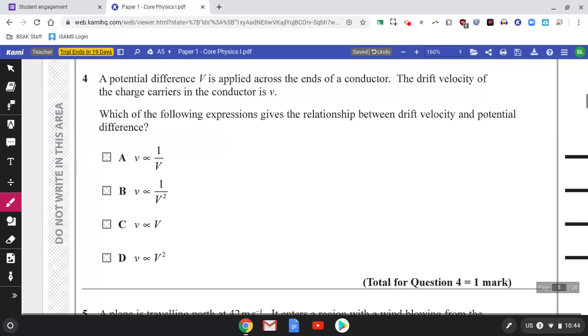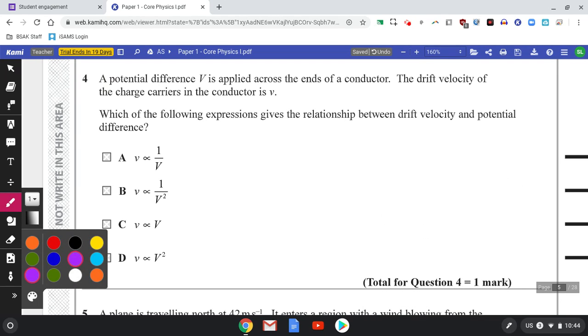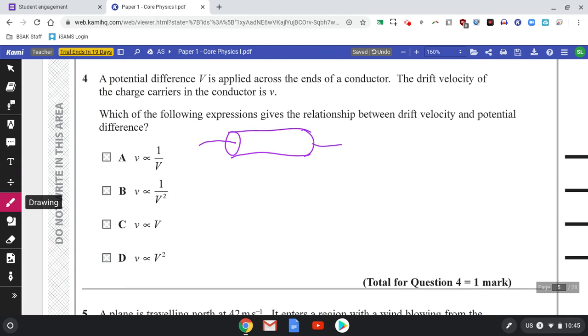Question four, potential difference. We've got a conductor. We've got drift velocity. Now, always nice to draw a diagram, just a cheeky little diagram. There's our conductor. What's going to stay constant? Well, obviously the dimensions of the conductor are going to stay constant. But what if we change the applied potential difference? Right. What's the equation? What is the drift velocity equation? So it's I equals nAvE, where n is the charge carrier density, A is the cross-section area, v is the drift velocity, and e is the charge on an electron.